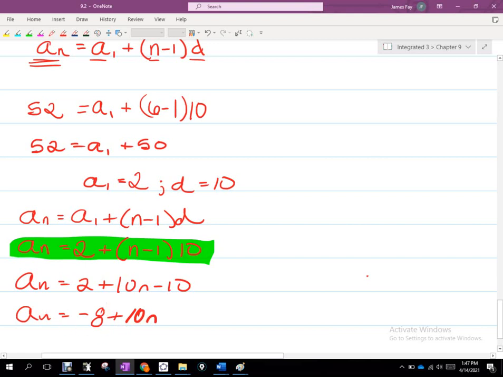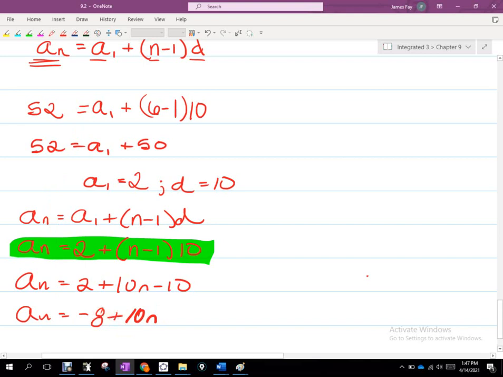So all I want to do here is check this. Once you create what you think is your formula, check it with the information that you have. They told you the sixth term had to be what? 52. If I put n is 6 in this case, I put 6 in, do I get 52 back? Does that make sense? Okay.